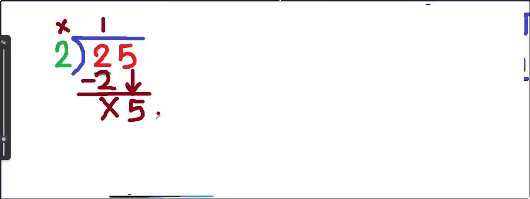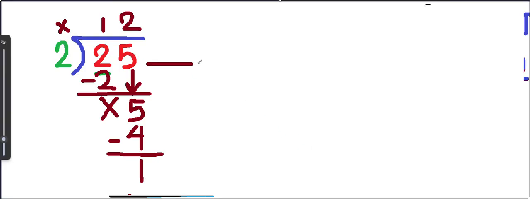So 2 times which number would give me a 5, or a number less than 5? So 2 times 3 is equal to 6, which is greater than 5. So I'm going to move a number back. 2 times 2 gives us 4. I'm going to do the subtraction. So 5 minus 4 equals 1. I do not have any more dividends over here or any more numbers over here. So that is my final sum.